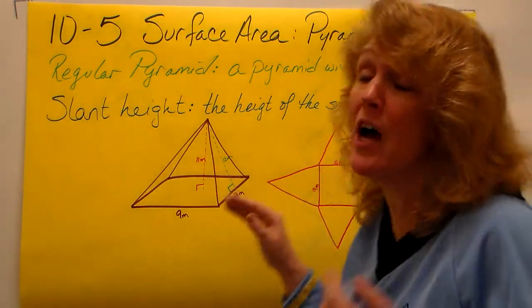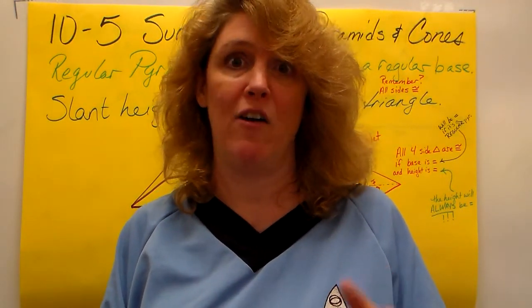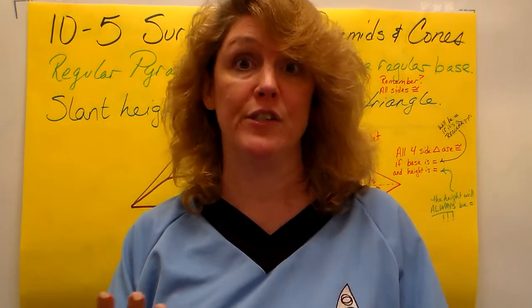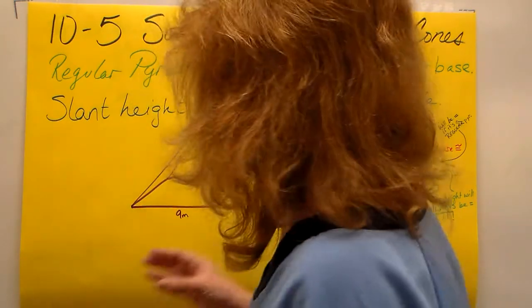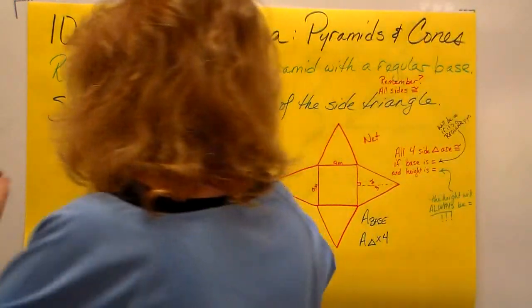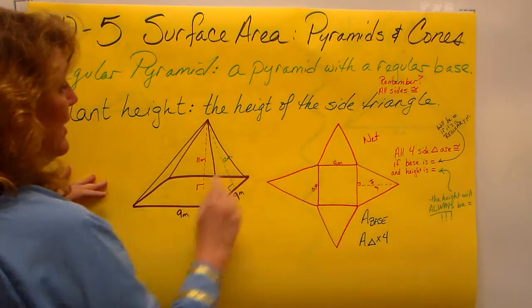Now, not all of your pyramids are going to be regular, but when you notice that they are, that means all the triangle sides are also equal, and that's a bonus. Another word I need you to understand is slant height. This is the height of the side triangle.